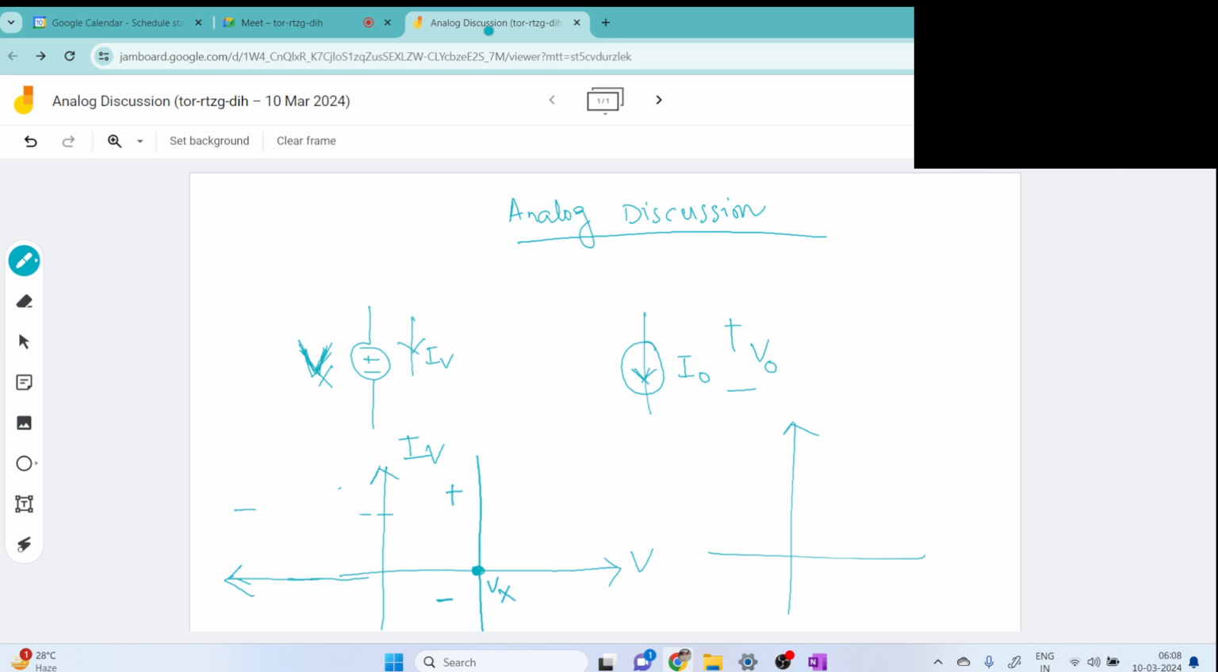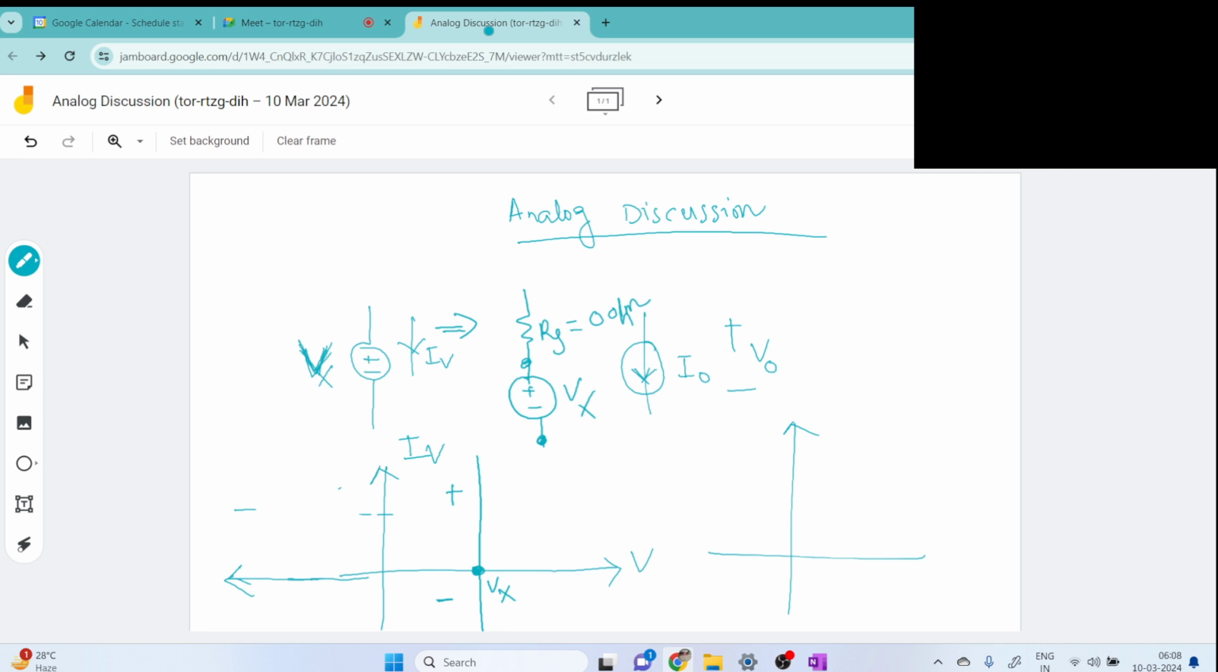And we are modeling this like this. For an ideal voltage source, we are assuming there is a series resistance of Rs, and for the ideal case this value of the series resistance is 0 ohm. So this is the property.